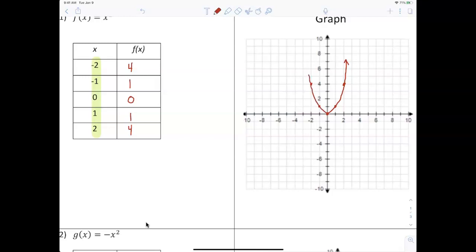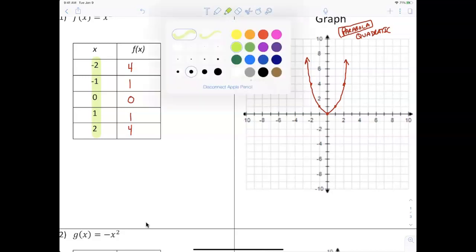Now you should see the outline of the graph, and the outline of the graph looks like this. That is called a parabola, but it's also called a quadratic. This is a little bit more advanced, and usually when you study Algebra 2, they'll talk to you more about that.